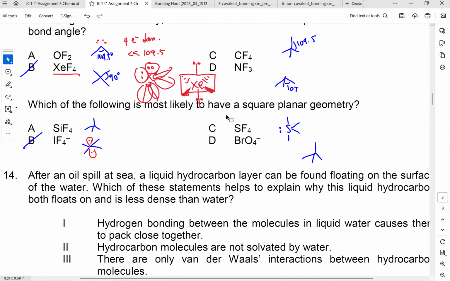Okay, and square planar geometry again. So I always draw it out. Iodine has 7 valence electrons, but you have this minus sign. So let's draw 8 valence electrons for iodine because we need to put that one negative charge somewhere, and it's bonded to 4 fluorine. So 1, 2, 3, 4. Again, for this structure, iodine has 6 electron domains, so it's very similar to xenon.